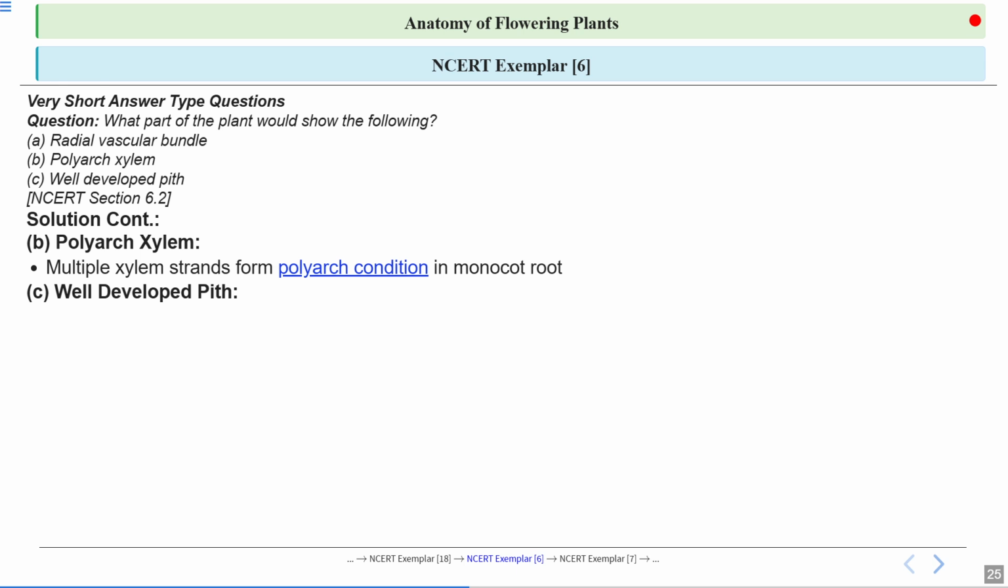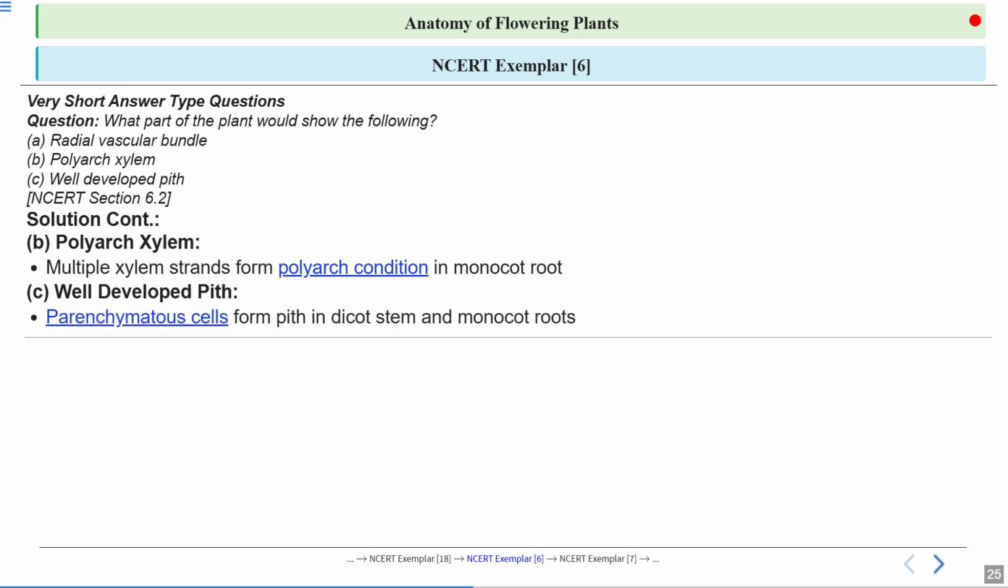Well developed pith. Where do we see the well developed pith? Parenchymatous cells form the pith in the dicot stem as well as in the monocot stem. The pith region is made by these parenchymatous cells.